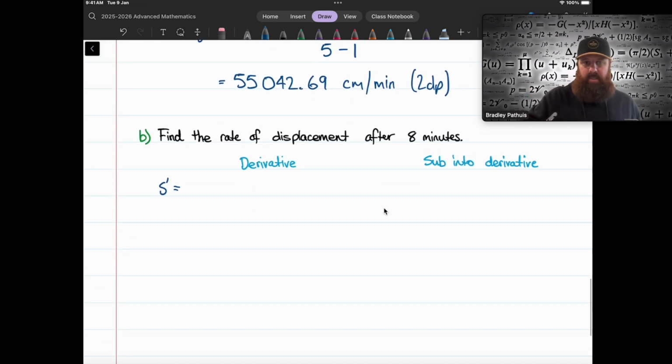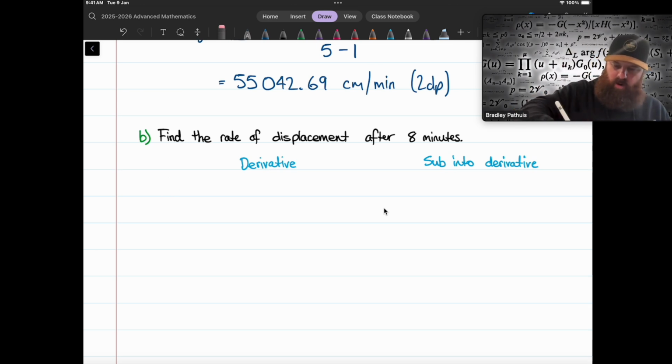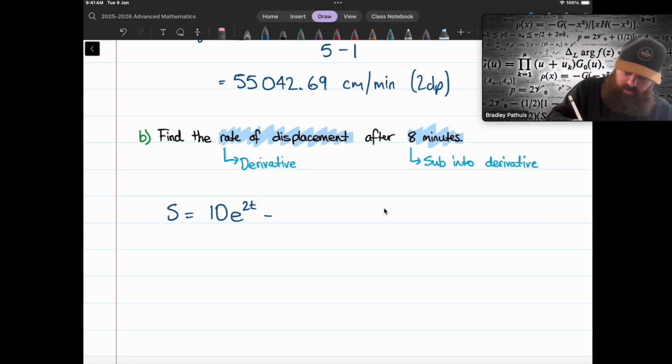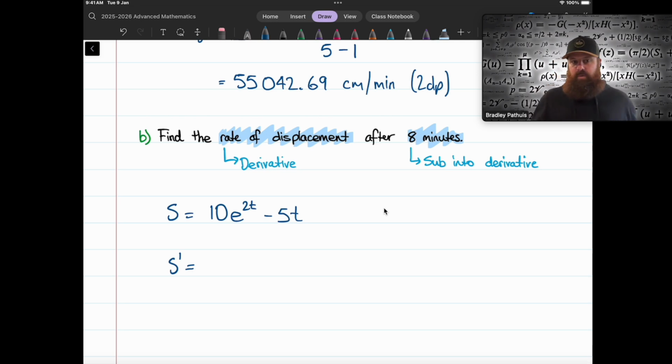Right? If we go to part B, it now says find the rate of displacement. Now, when we're talking about the rate of displacement, that is the derivative. And when I say the rate of displacement after 8 minutes, that means I need to sub 8 minutes into our derivative. So we just find its derivative to start off with. So s dash equals, well, remember the derivative of e to the 2t, we times the 2 out the front. So we're going to end up with 20.